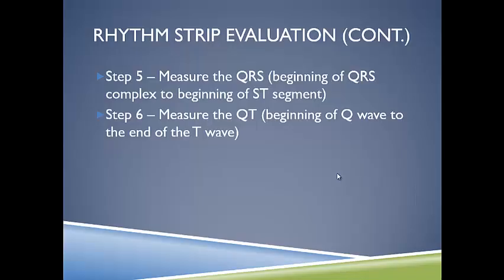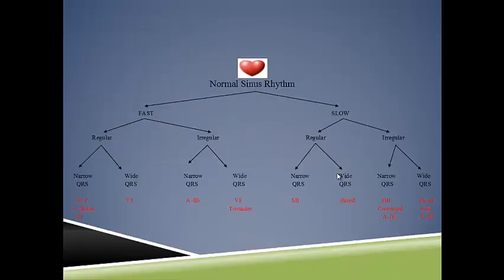Then, after you determine that, you're going to measure your QT interval. It's the beginning of the Q wave or the complex to the end of the T wave. Then you're going to say, is this rhythm normal or abnormal? If everything that you've gone through in these steps has come out normal, you have a normal sinus rhythm. If not, you have some type of dysrhythmia.